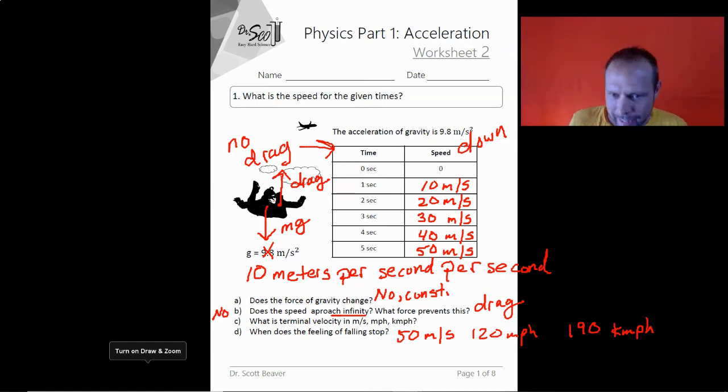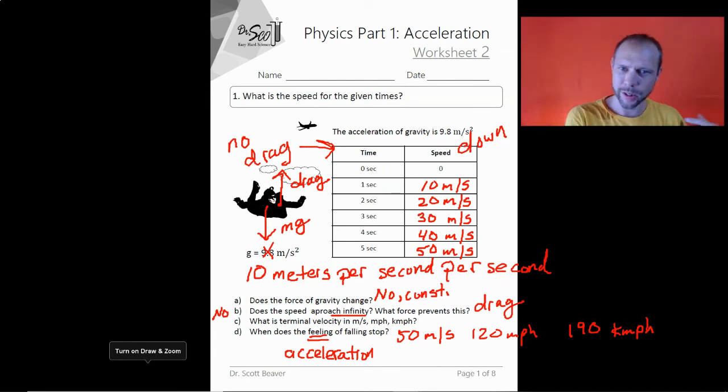Now, another thing to note here in part D, when does the feeling of falling stop? And feeling, right, what we feel is acceleration and forces. We don't actually feel velocity. We don't actually feel speed. That feeling of falling is accelerating, right? So after some seconds, when you have reached terminal velocity, you're going really, really fast, but you're not accelerating anymore. That feeling of falling is going to stop.